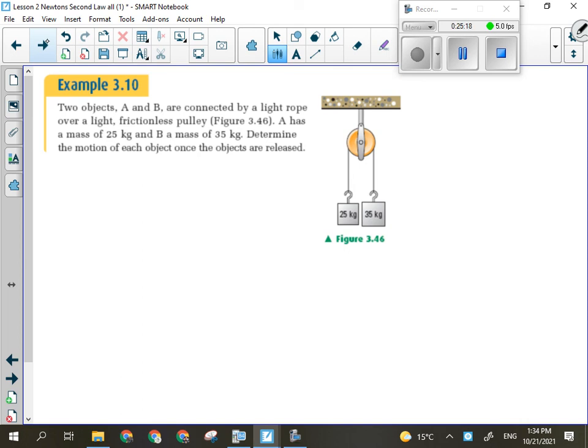All right, so we've got these two objects connected by a light rope over a light frictionless pulley. When they say light, they mean these things have no mass, so their mass doesn't come in. Because if they don't say that, part of the system becomes the mass of the rope and the mass of the pulley, and I have to include it also. In this situation, I'm holding this system up so it can't move. If I let it go, what happens?